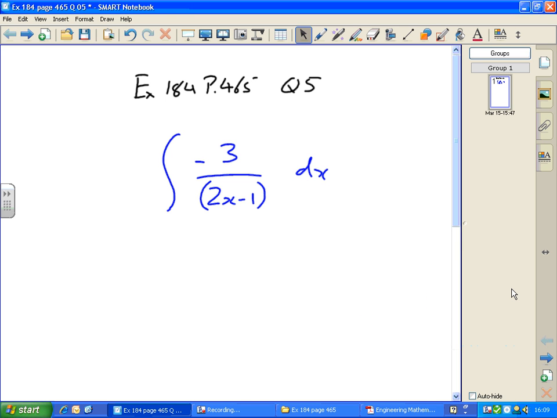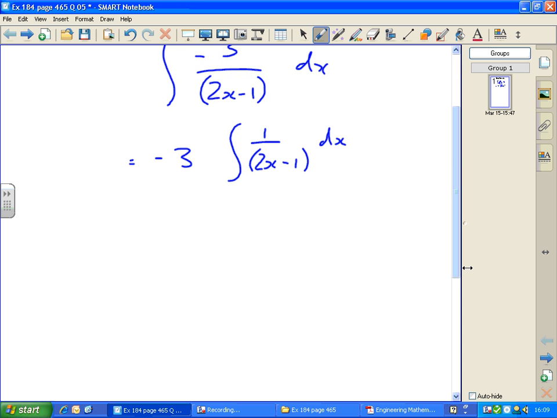Okay, exercise 184, page 465, question number 5. Integral of minus 3 over 2x minus 1 with respect to x. I can bring the minus 3 outside the integral, leaving the integral of 1 over 2x minus 1 with respect to x. And so with that step, you might be able to carry on and see if you can solve it from there. I would let u equal 2x minus 1.